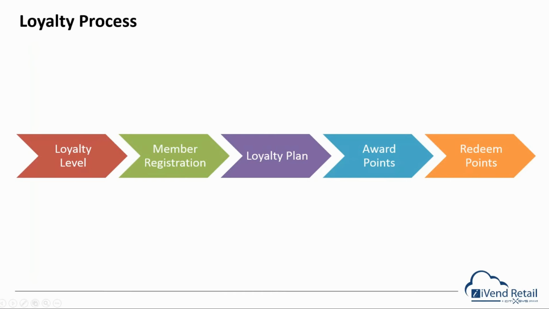So let's begin. The loyalty process. To start off, we have our loyalty level that would need to be set up. After that, we have our membership registrations. That's where we're recording who's actually using what. Then we've got our loyalty plans. Then we determine what members get rewarded with or awarded with, as the case might be, and how they can finally redeem points.